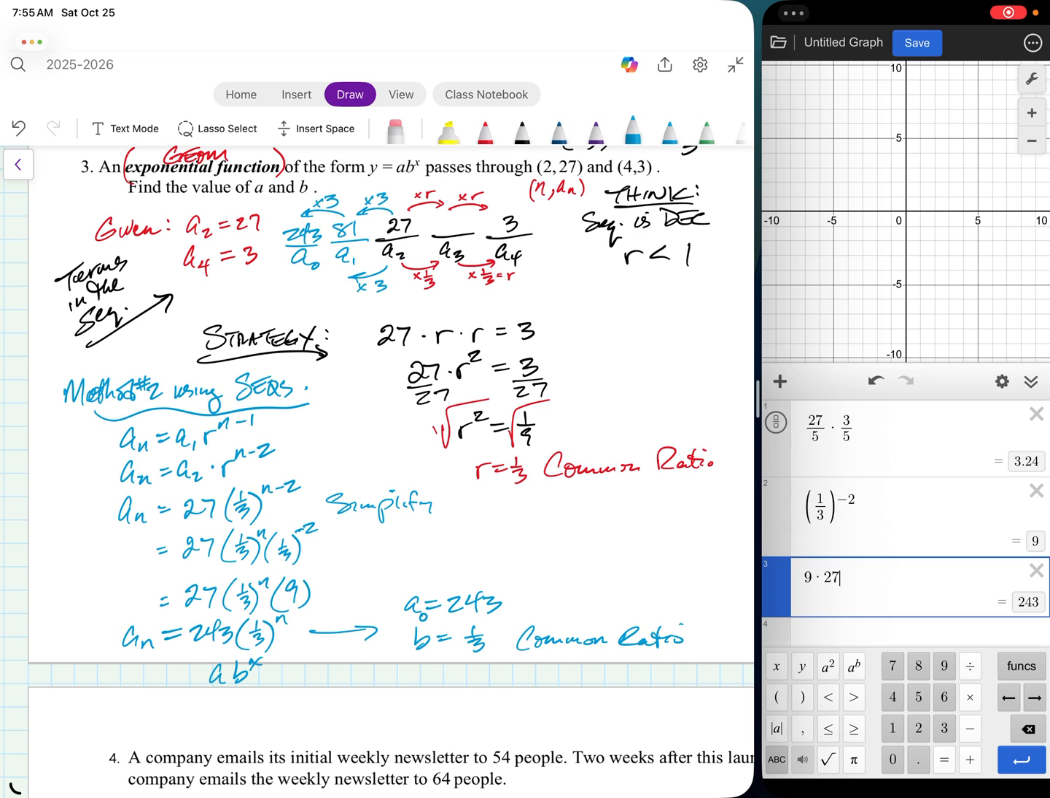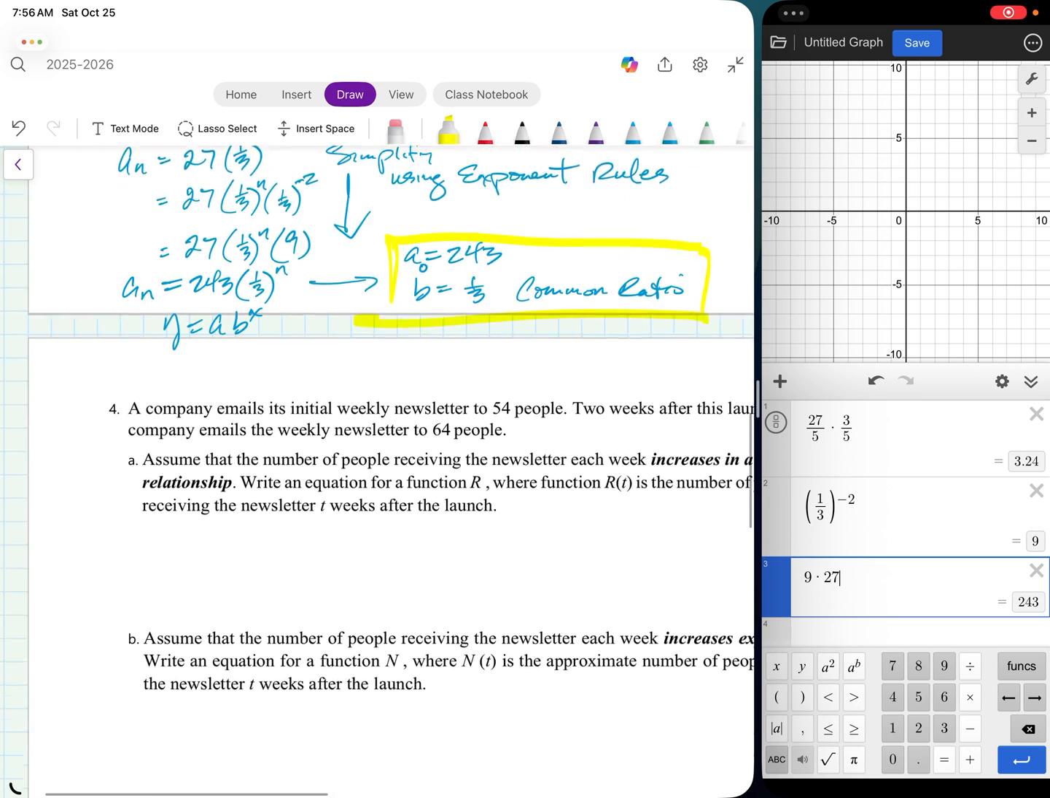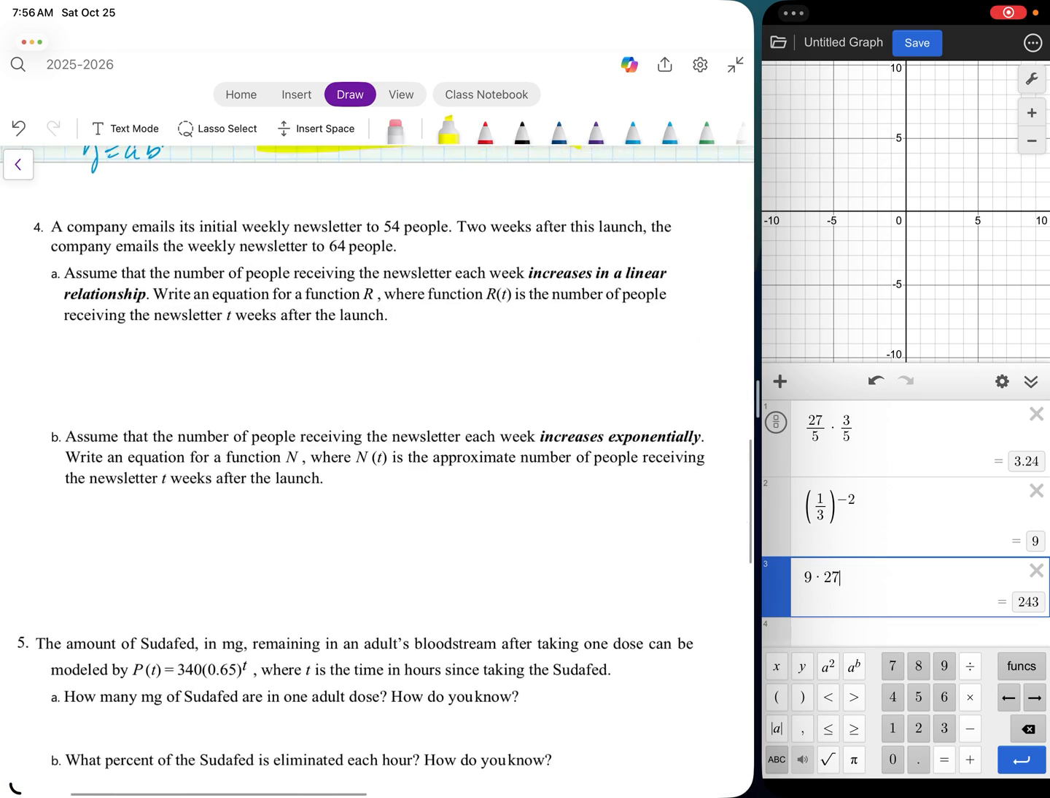You find your common ratio, and then you write the sequence formula, and then you simplify it, using exponent rules that you learn in Algebra 1 and Algebra 2. Actually, you learn them all in Algebra 1. I teach all this stuff to my ninth graders. And then you compare it to y equals a times b to the x power. It says find the value of a and b, and there you go. Pretty cool.